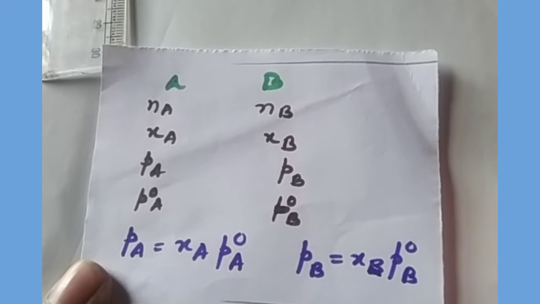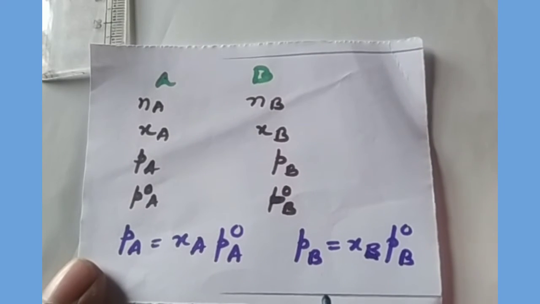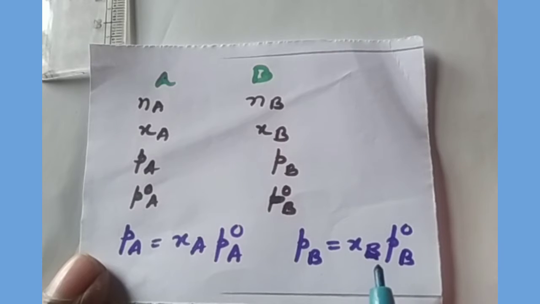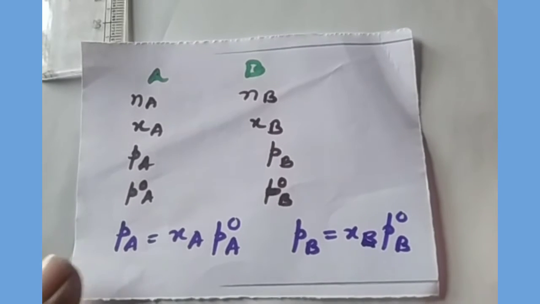So the partial pressure of a component of a solution at any temperature equals the vapor pressure of the pure component multiplied by the mole fraction of the component in the solution. For the case of B, Pb equals Xb into P naught B. So this is the thing.